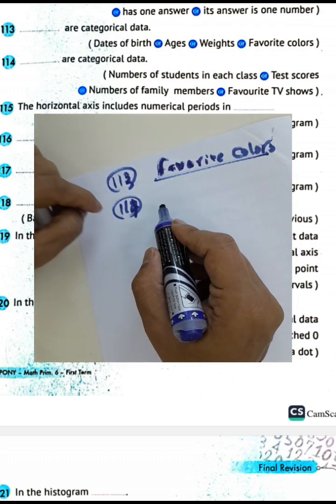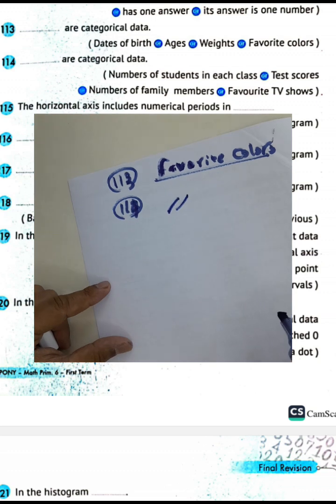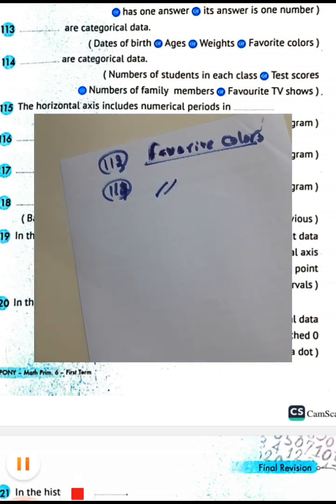Question 114, which is categorical data. Categorical data, it will be what? It will be favorite TV show. Understood? We call it categorical data, but numerical data is such as number of students, number of family members, test scores. Choose here favorite TV show.